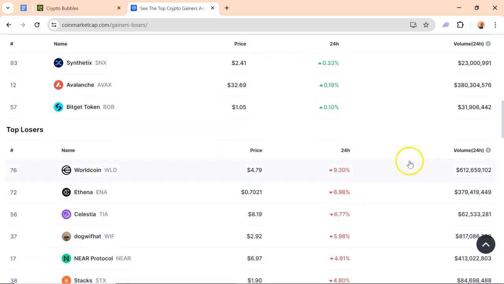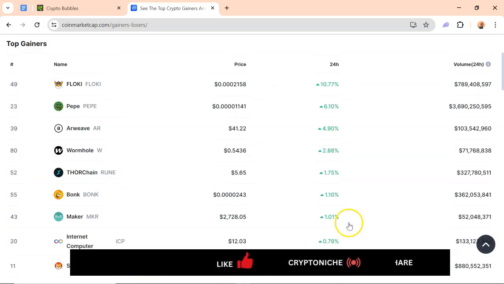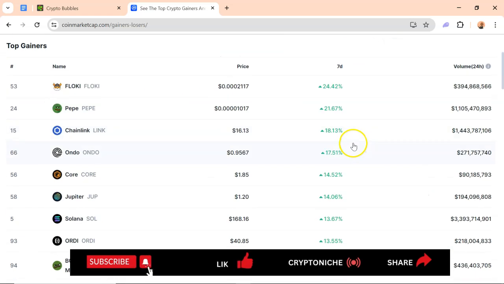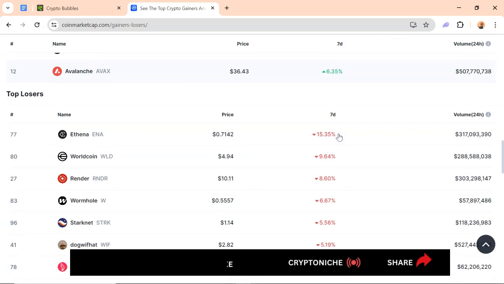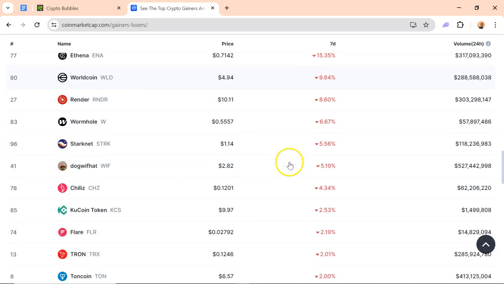WorldCoin, Ethena, Celestia, Dog with Hearts. For today, they are among the top losers. You can switch this to 7 days to see those among the top losers for the week. Ethena is losing badly. WorldCoin is also doing bad. Dog with Hearts is down by 5.19%. KuCoin share is down by 2.53%.